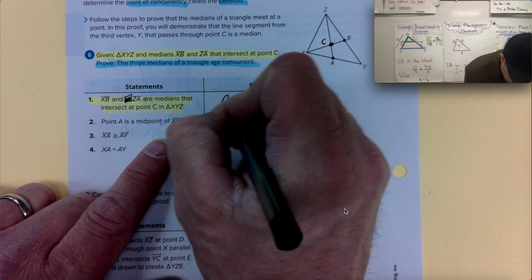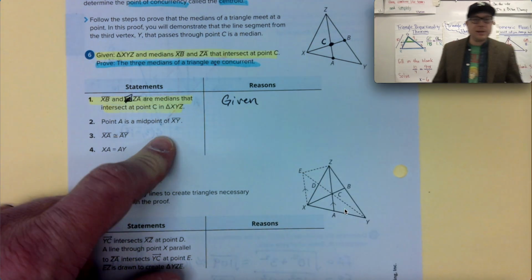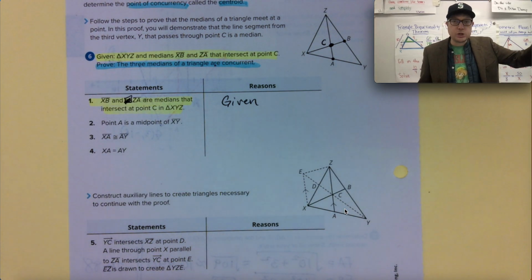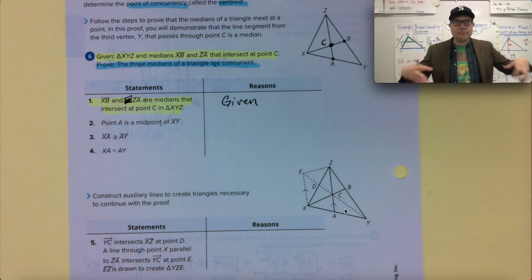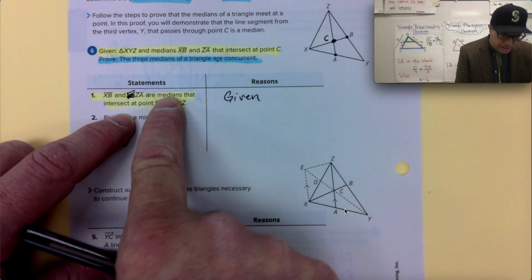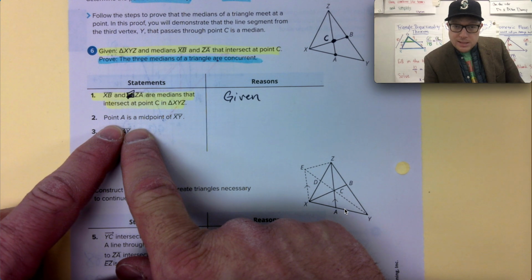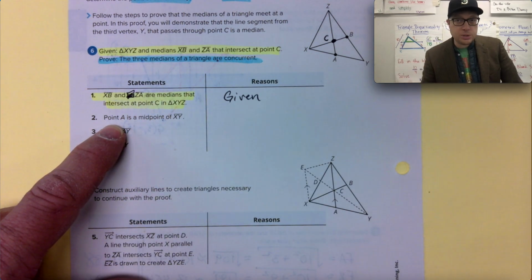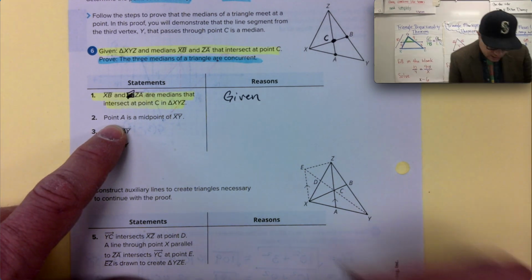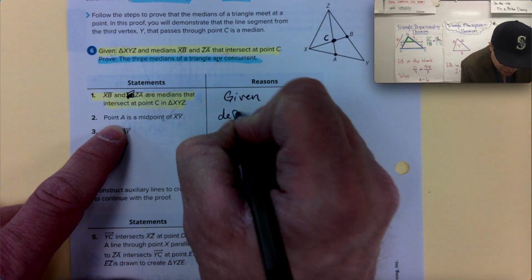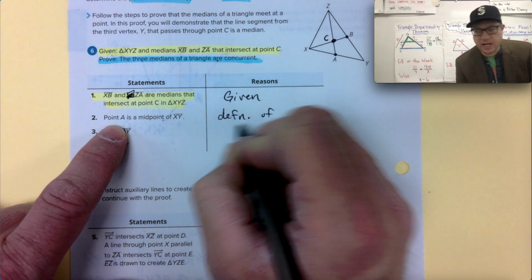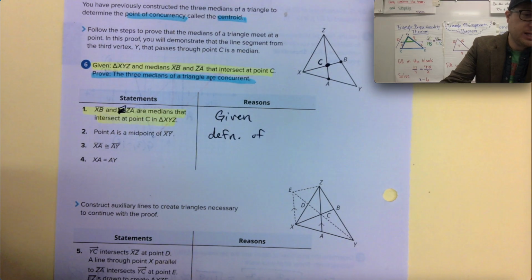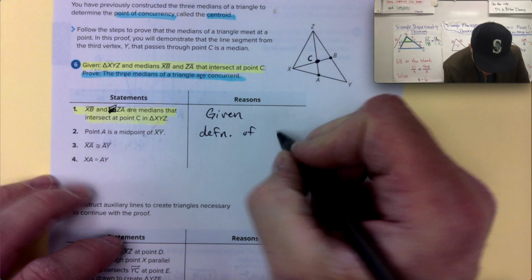That is given. Now, because we have the word median, the word median tells us to do something, or something happened because of the word median. The next statement is relying on that vocabulary word. What does it mean for two sides to be medians? So I'm going to say definition of, I'm abbreviating it again as I do, DEFN, definition of median.